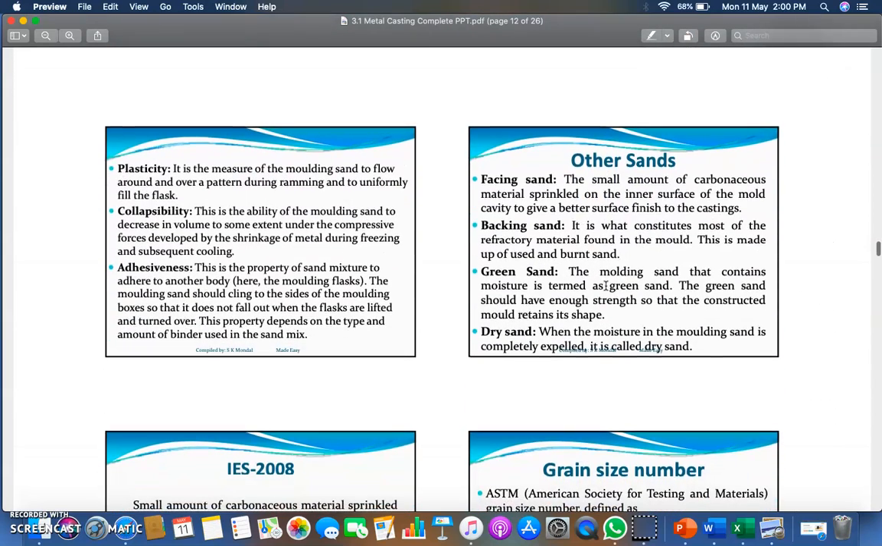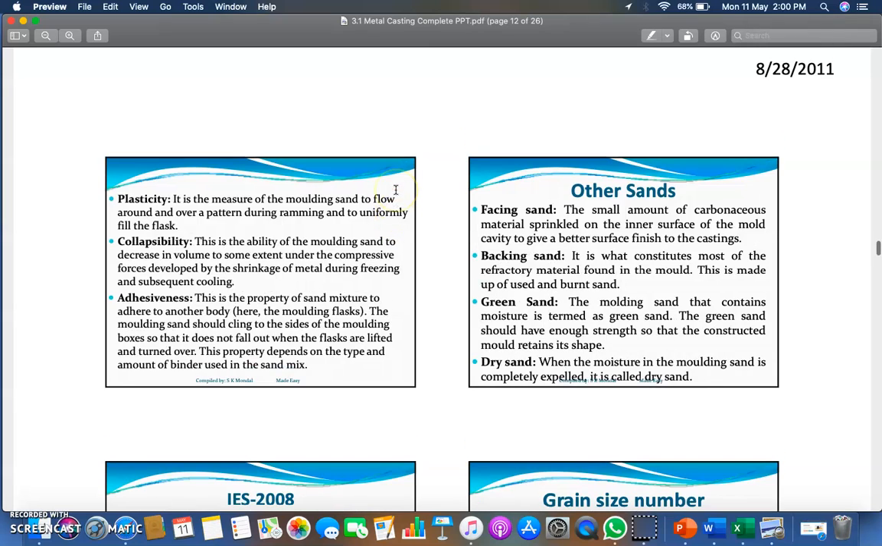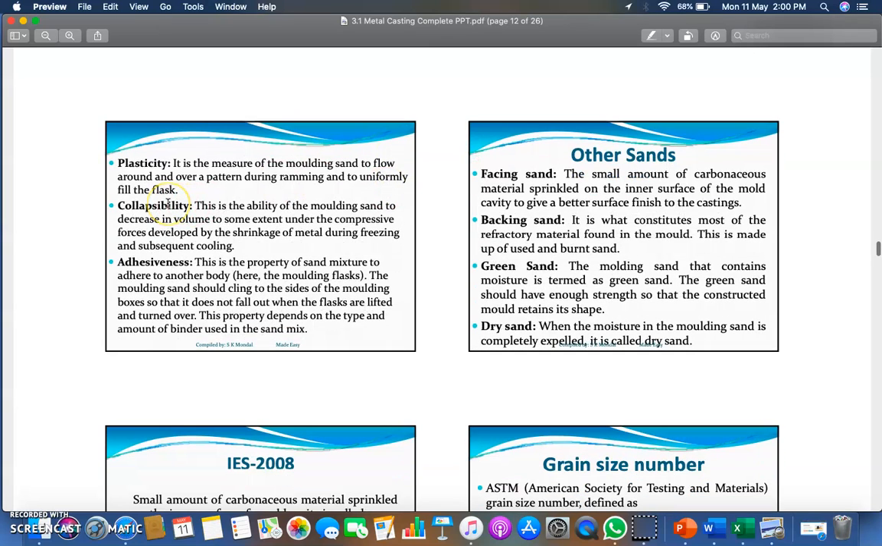Next, plasticity should be there. It is a measure of the ability of molding sand to flow around and over a pattern during ramming and to uniformly fill the flask. Next is collapsibility, as we have already talked about. This is the ability of molding sand to decrease in volume to some extent under the compressive forces developed by shrinkage of the metal during freezing or subsequent cooling. So collapsibility should be there.